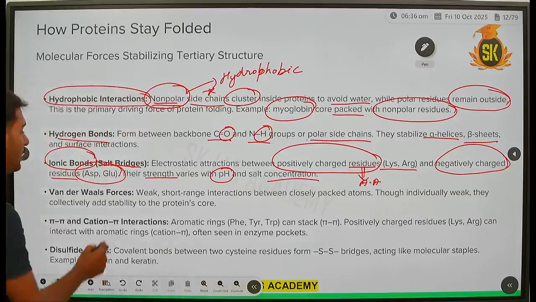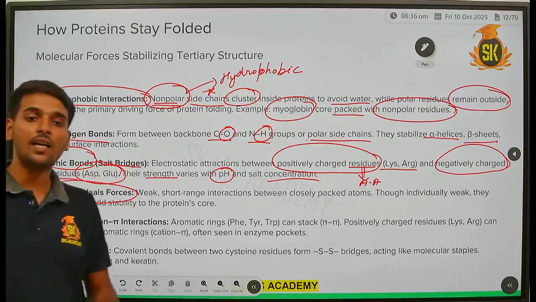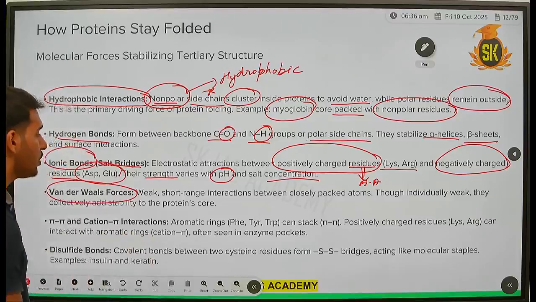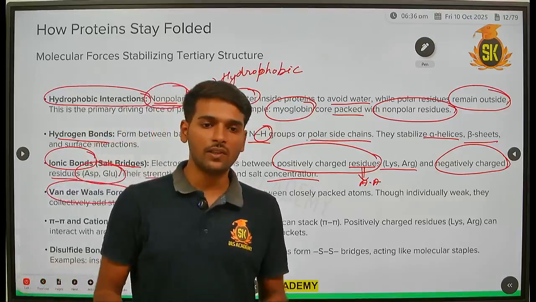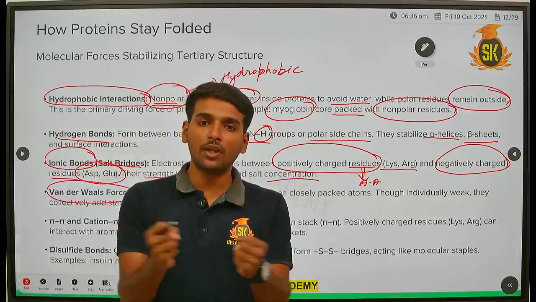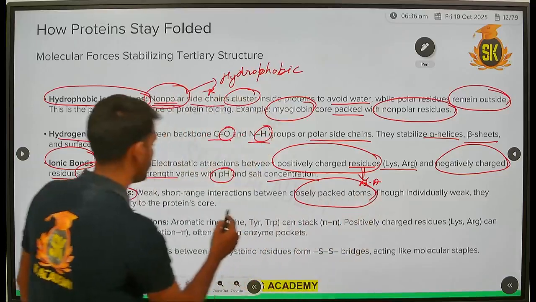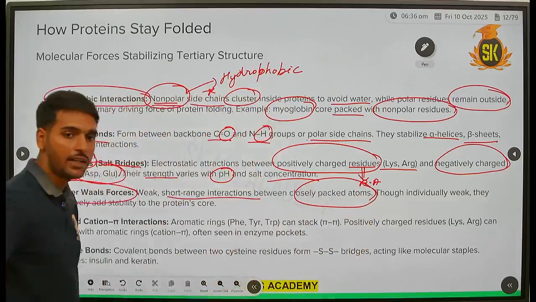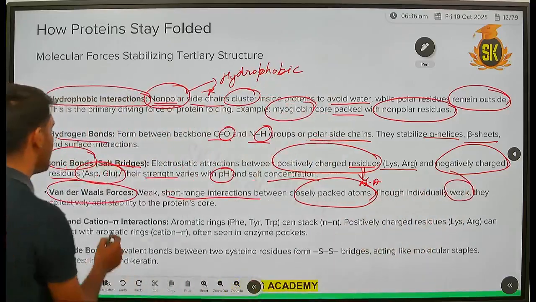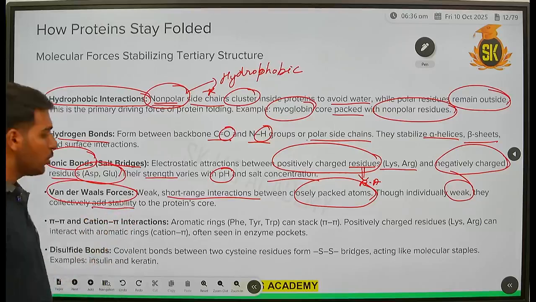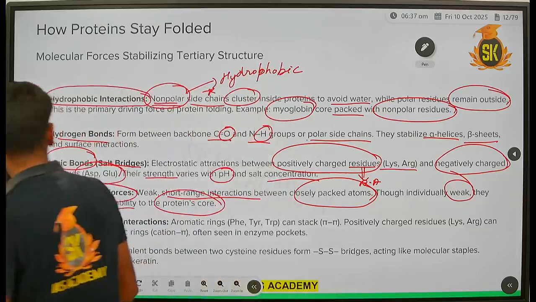The next is a weak form of attraction which is known as the van der Waals force. Now this van der Waals force is occurring only due to the reason because the atoms are clubbed together, very closely packed. So closely packed atoms have a short range of interaction between them. Though individually they are weak, but they collectively add stability to the protein's core. So this is one more example.